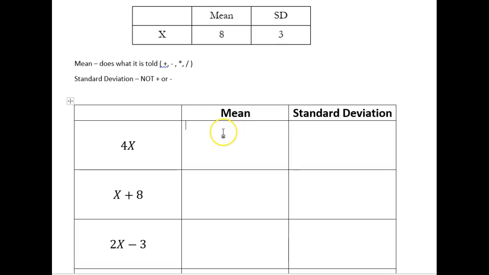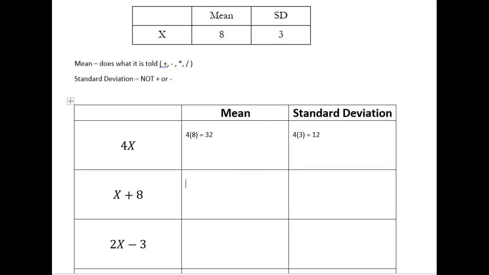Okay, so for this one, my original mean is 8, and it's telling me just to do 4 times that, so it's just 4 times 8, and so my expected new mean is 32. This would be a situation if, let's say everything originally cost $8, but now I'm going to quadruple it and make it 4 times as much. So standard deviation also does multiplying, so I will just do 4 times 3, and so the new standard deviation is $12.